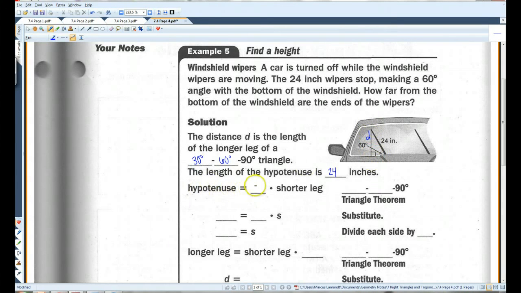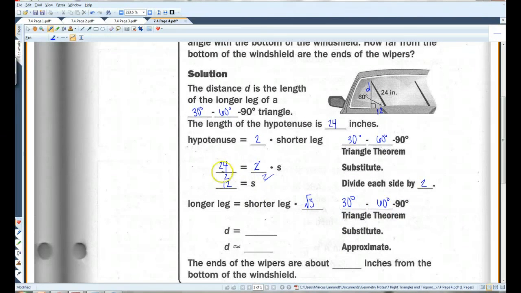Okay? So the hypotenuse is 2 times the short leg. That's part of the 30, 60, 90 triangle theorem. The hypotenuse is 24. Divide both sides by 2. 24 divided by 2 is 12. Okay? Now the long leg, so this is 12. The long leg is the short leg times root 3. This is the other part of the 30, 60, 90 triangle theorem.